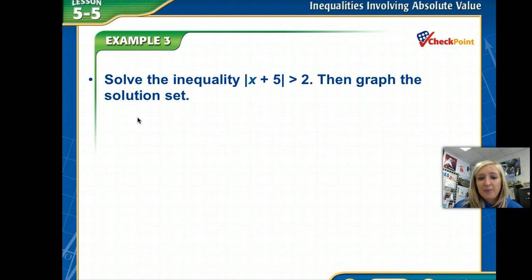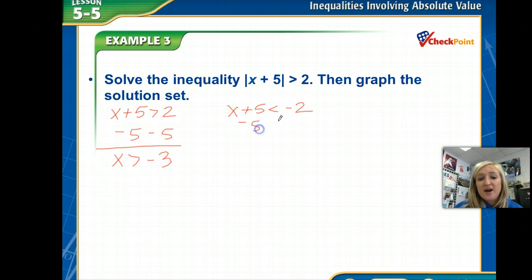All right, example 3, we are at a checkpoint. This is an OR problem, a union. So if you want to pause the video and come back together and see what you get for this inequality. I am going to start with x + 5 is greater than 2, and then x + 5 is less than -2. So I'm going to subtract 5 from both sides, and I get x is greater than -3. And I subtract 5 from both sides, and I get x is less than -7.